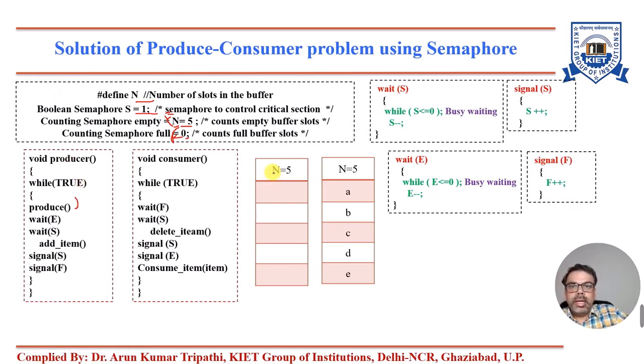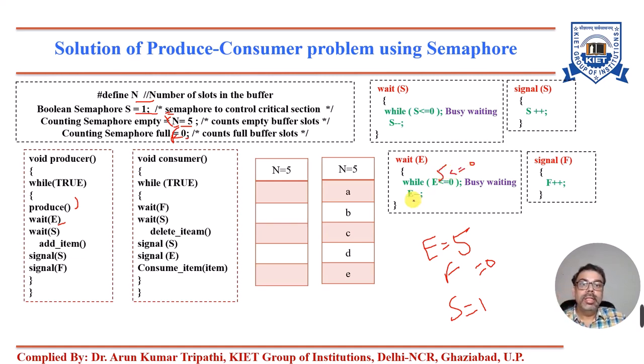Now suppose initially the buffer is empty and the producer wants to produce something. That means E has the value 5, F (full) has the value 0, and S has the value 1. The producer wants to produce an item, so it will call wait on E. It will check E. E is equal to 5. Is 5 less than or equal to 0? The condition is false. That means E will be decremented.